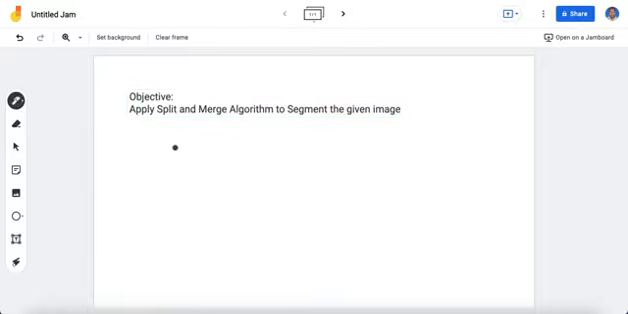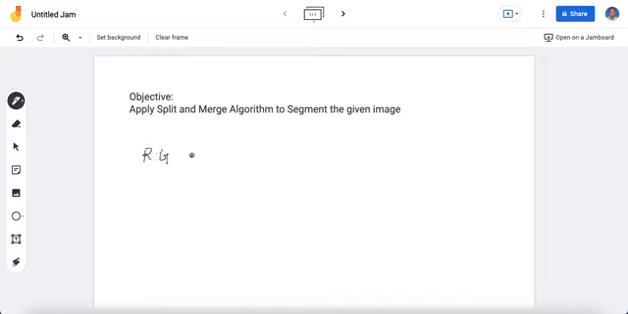Basically, the split and merge algorithm is derived from the region growing algorithm. In the region growing algorithm, if you have an image, you have to fix a seed point. This seed point will keep growing until it satisfies all the criteria. The selection of this particular seed point is what matters.